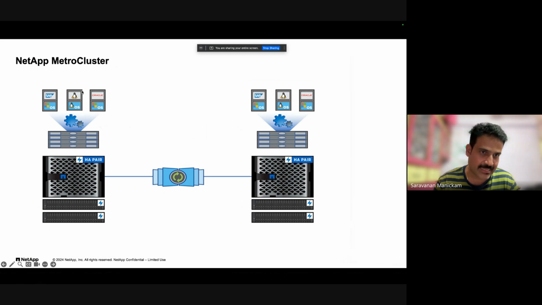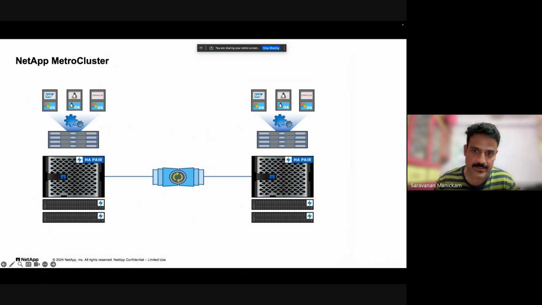So this is our site A. This is site A, and at site A I've got a cluster. Again, I've got 2 nodes on ONTAP, and it's highly available. When one node goes down, the other can take over. So this is site A, and there's something called site B.